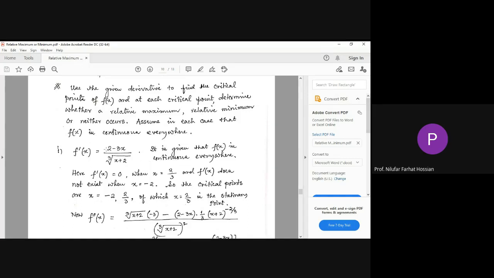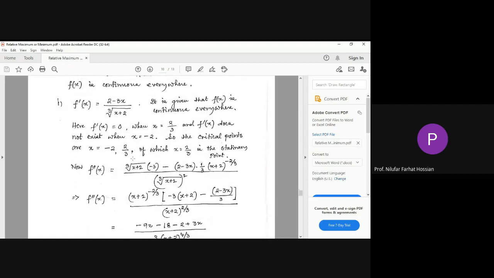So you see here the values of the function are not given. Here the first order differential coefficient of the function is given. Use the given derivative. That means the original function is not given, but it is given that the original function is continuous everywhere. So here we don't need to find the derivative because the derivative is already given to us, but not the original function.